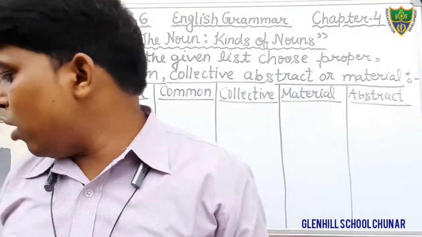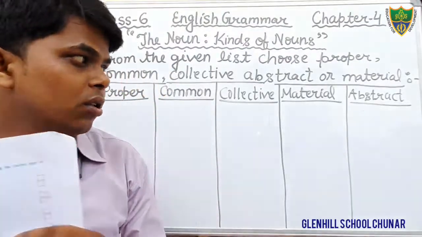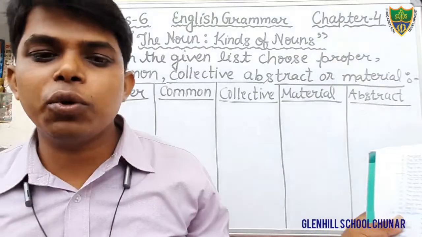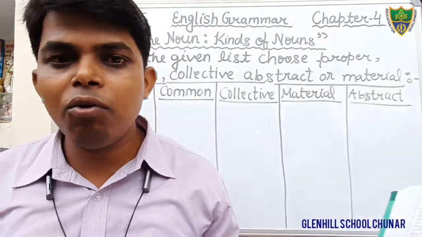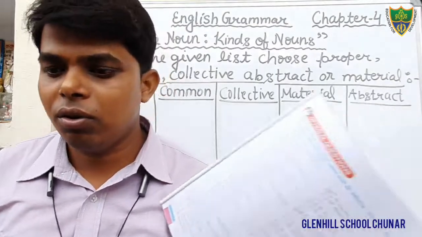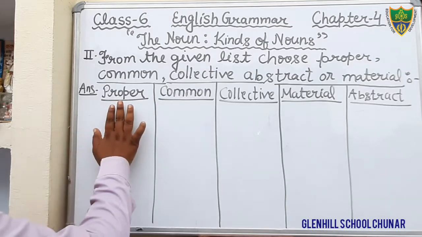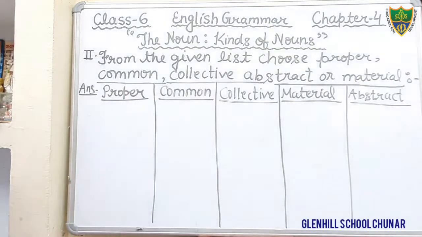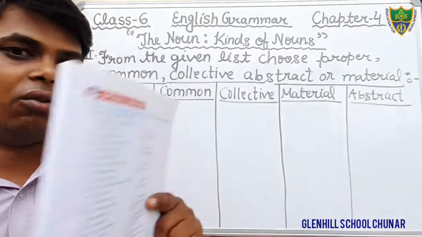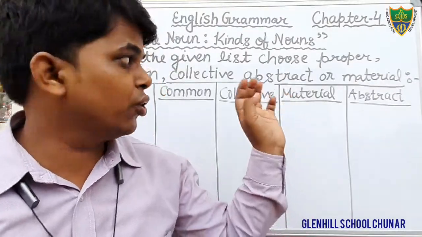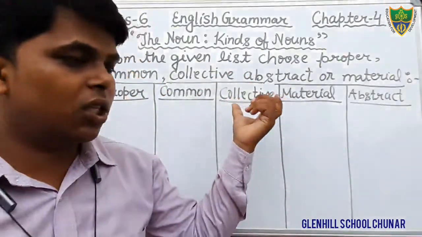Okay, and now you have to select from the given list which one is proper noun, which one is common noun, which one is collective noun, which one is material noun and which one is abstract noun. Okay students, so first of all make the columns. Dear students, I hope that you all have understood what is proper, what is common, what is collective, what is material and what is abstract noun. Okay students, once again I am going to revise it. Then after we will solve this question. Okay, we will complete this question.